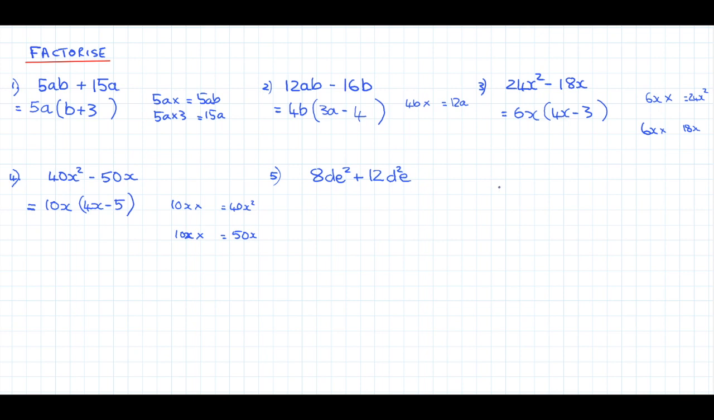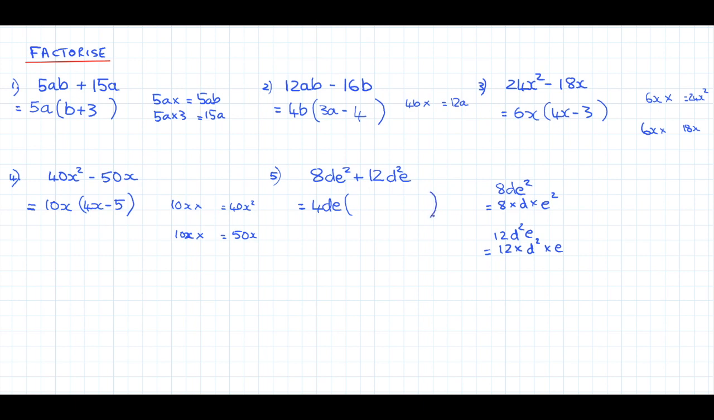This one's a wee bit harder. For number 5, remember the 8d e squared is equal to 8 times d times e squared. And 12 d squared e is equal to 12 times d squared times e. So let's deal with our numbers first of all. 8 and 12, highest common factor there would be 4. Now let's look at our letters, d and d squared. So d is common to both. E squared and e, so e is common to both, so 4de.